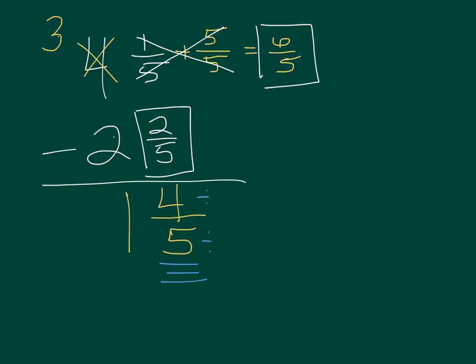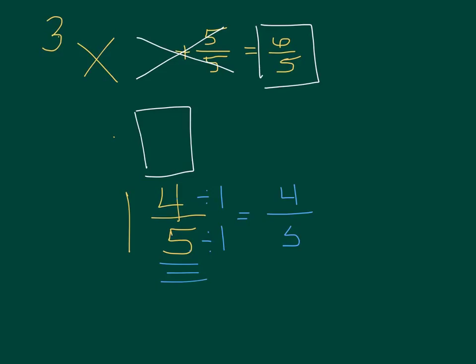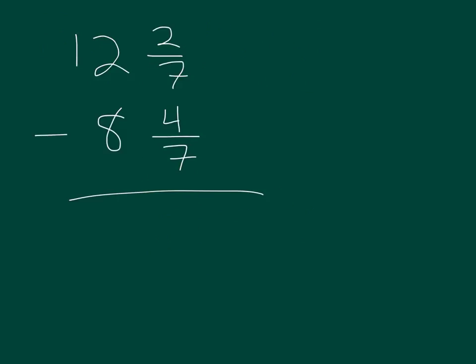Is there any number, any divisor you could think of that would go into 4 as well as 5? And there really isn't any. If you're thinking of the number 1, you could use the number 1. However, you would end up with the same exact thing. So we're looking for numbers greater than 1 in order to simplify. Here's your next problem. Pause the video, work it out, come back and see if you got it correct.